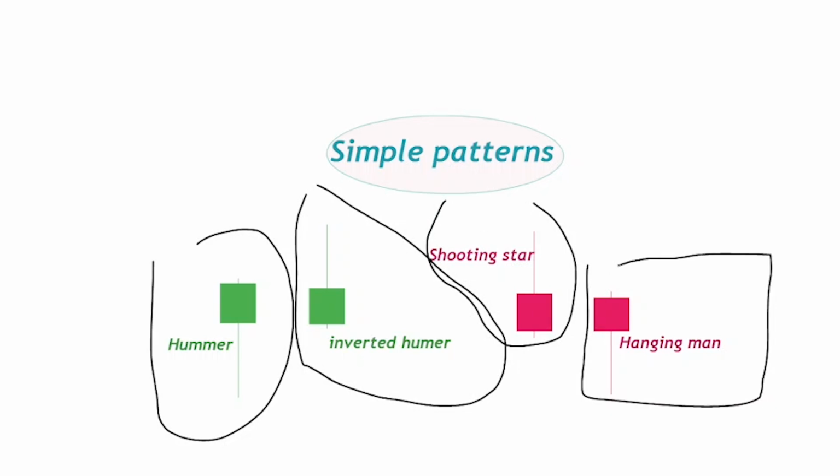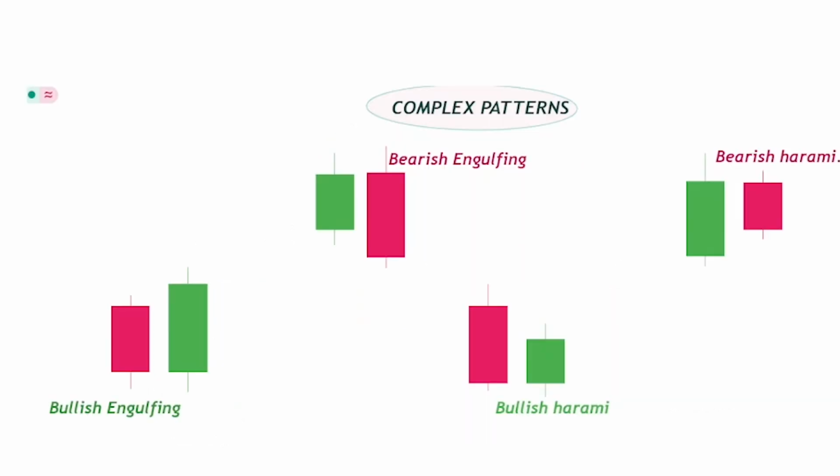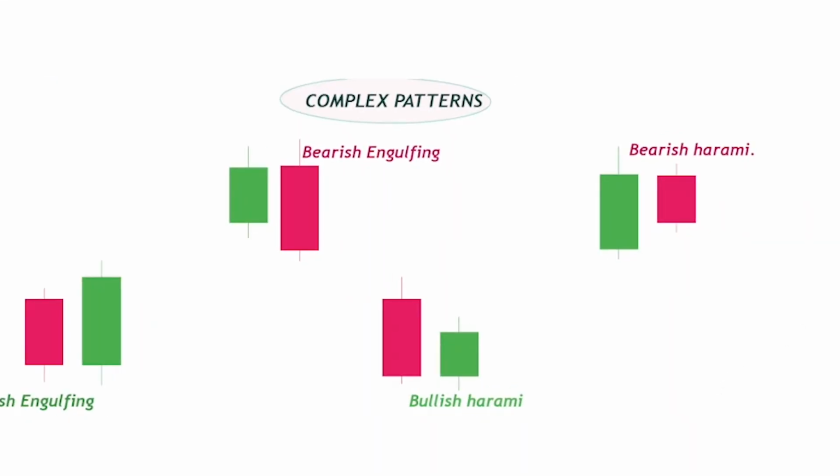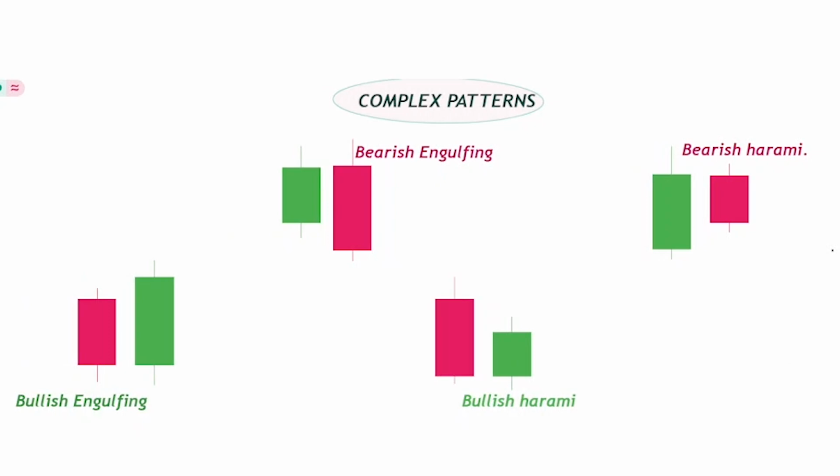So what about the complex patterns? Remember, a simple pattern is formed by one candlestick. The complex patterns that we are going to be looking for are formed with two or more candlesticks, signaling buy or sell in the market. From the complex patterns, we have a bullish engulfing, where we have this candlestick.